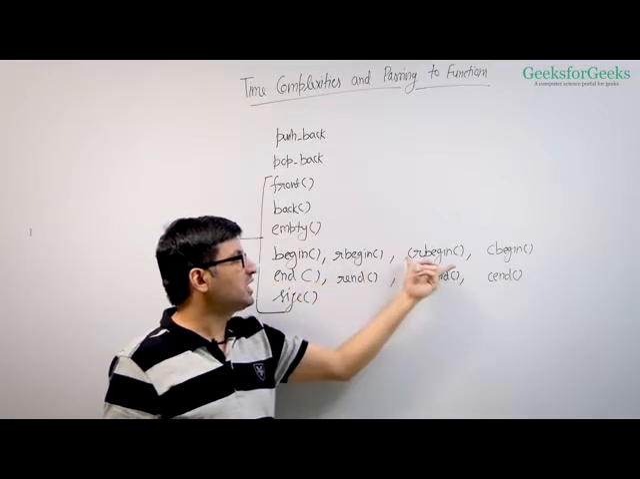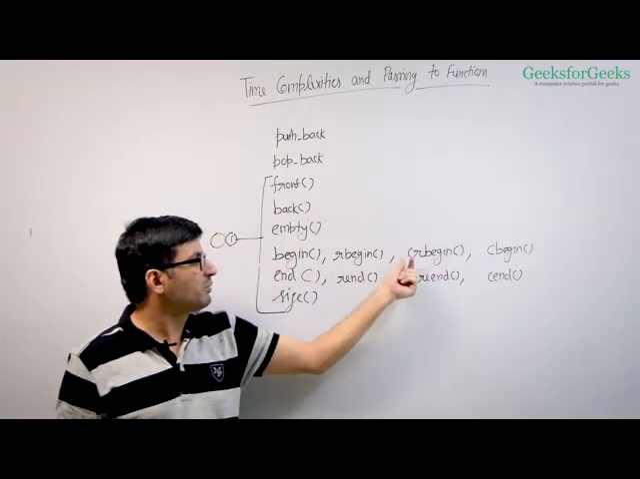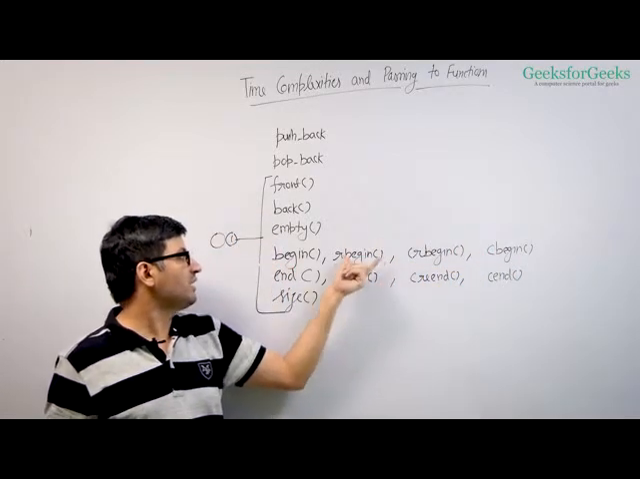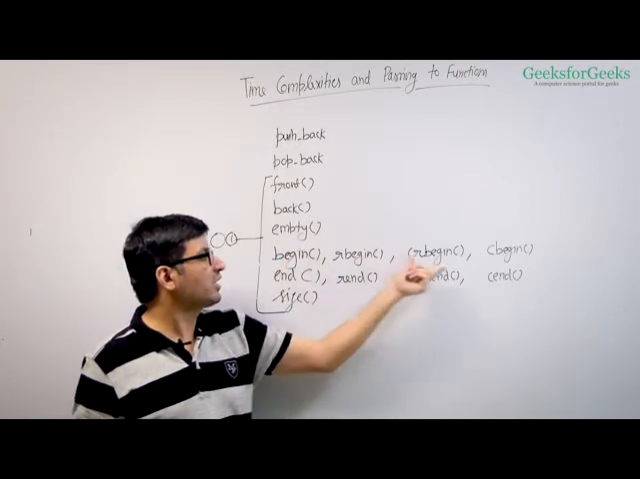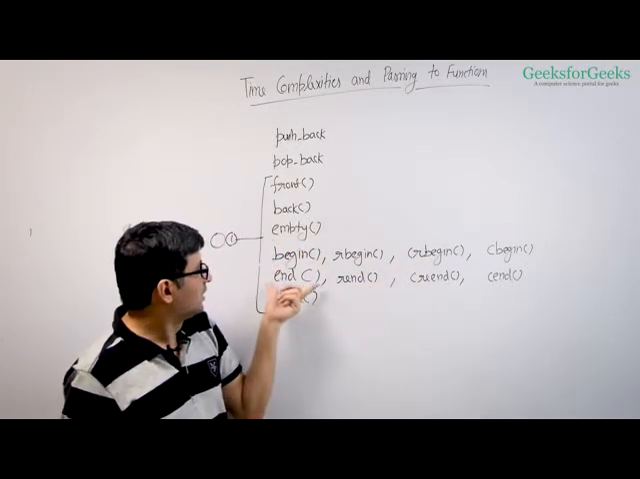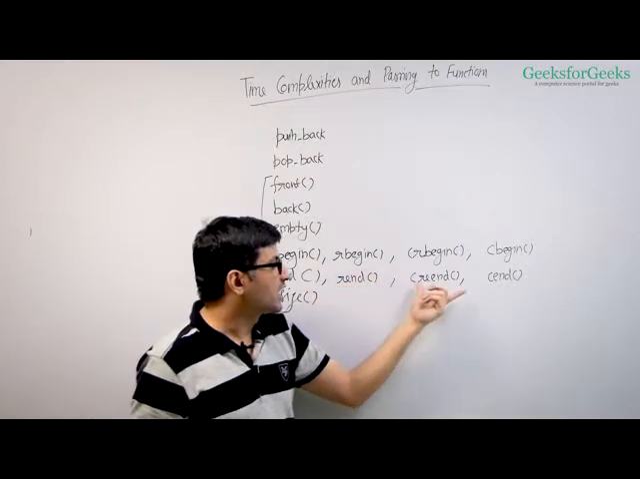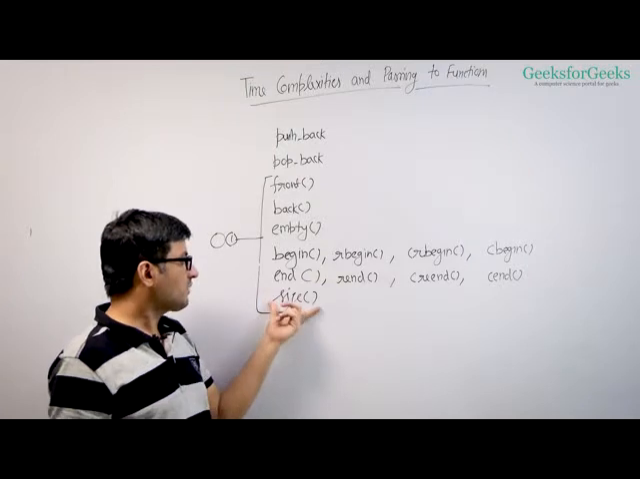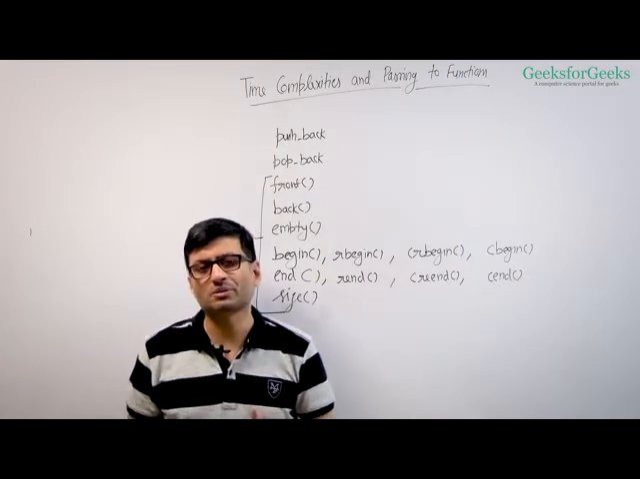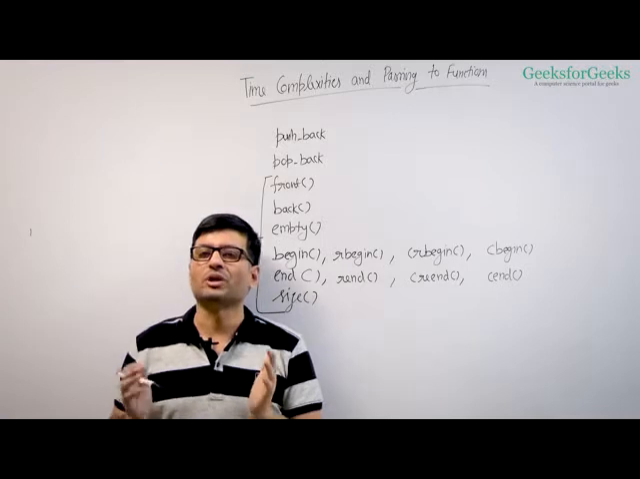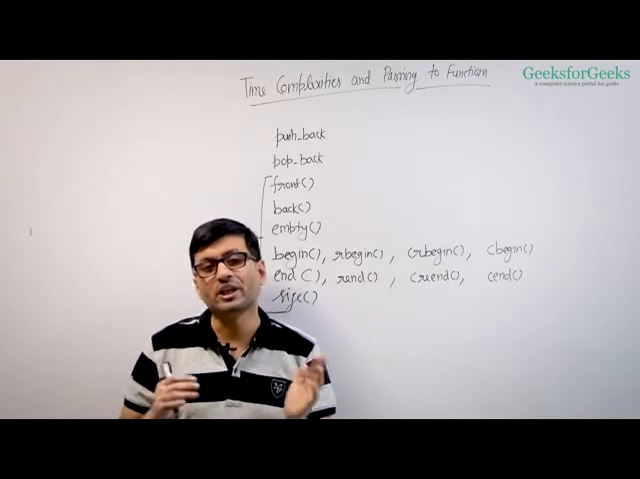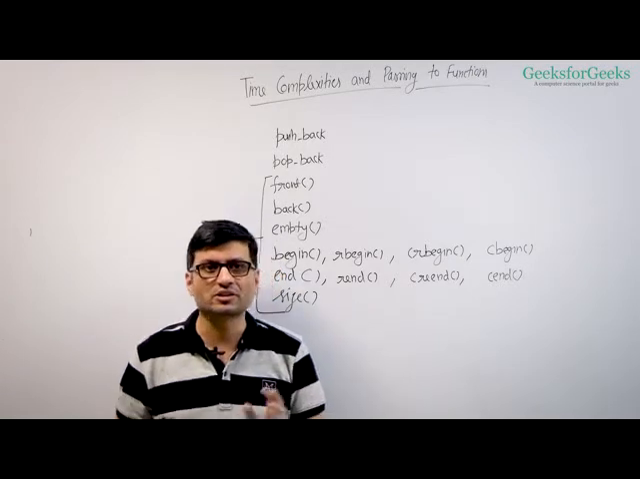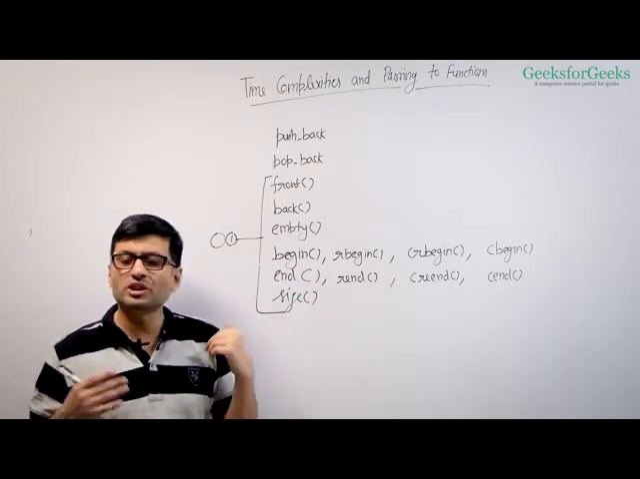Similarly, rbegin, crbegin, cbegin. Please remember, crbegin and cbegin are constant versions of rbegin and begin respectively. They return constant iterators. End, rend, crend and cend, these are also constant time operations. Size is also a big O of 1 operation because size is a member of the vector. When you remove an element, you update the size. When you add an element, you update the size. So size is maintained in all the other functions. So it's a constant time operation to know the size of a vector.